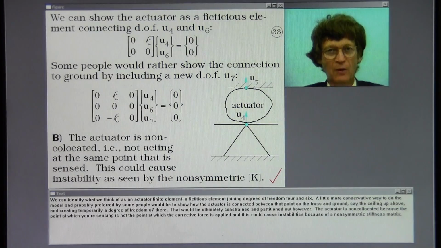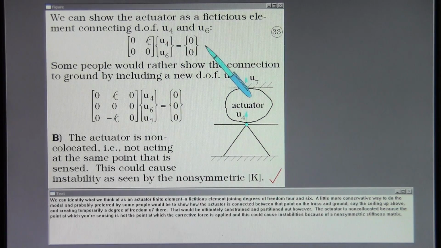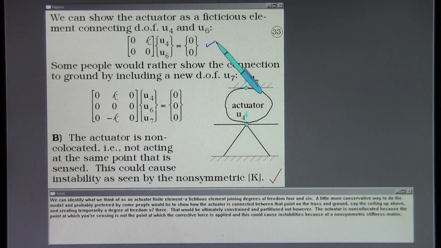We can absorb that actuator force into the system stiffness matrix. We can identify what we think of as an actuator finite element, a fictitious element joining degrees of freedom 4 and 6. A little more conservative way to do the model, and probably preferred by some people, would be to show how the actuator is connected between that point on the truss and ground, say the ceiling up above, and creating temporarily a degree of freedom U7 there. That would be ultimately constrained and partitioned out, however.